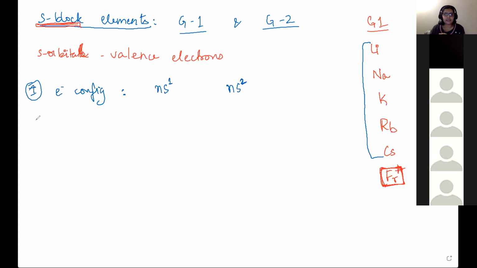Okay. And next, before we get into the properties, why do we need to study all of these elements? What is the importance of these elements? A lot of these elements you are familiar with. Sodium, you have it in table salt. Potassium, you get it from bananas. Magnesium, calcium, of course, you have it in your bones. Lithium, you've got it in lithium ion batteries.